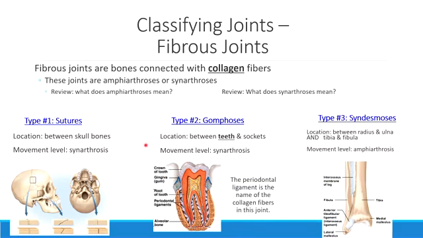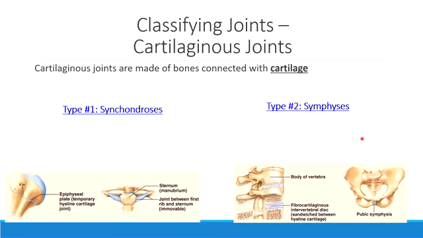Most of these are not moving, sutures and gomphoses. Little bit of movement when I have big flat collagen fibers, like between these 2 sets of bones. The next way that I classify my joints is cartilaginous joints. And it should be no surprise that with a cartilaginous joint, we bring our bones together with cartilage.